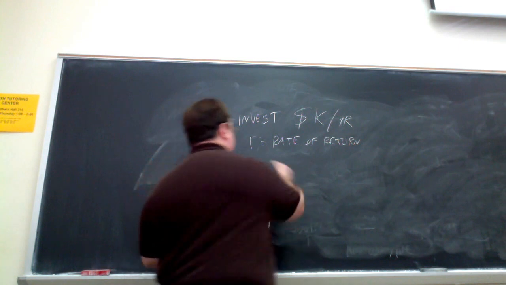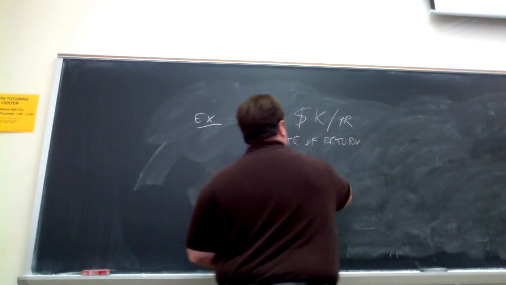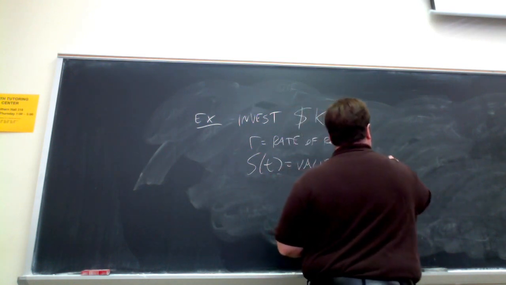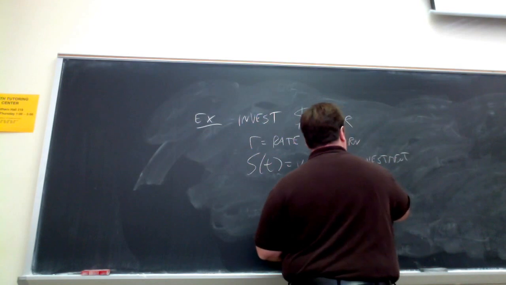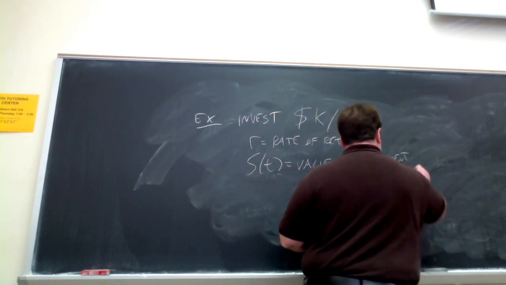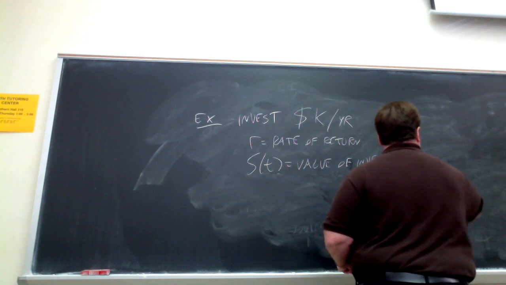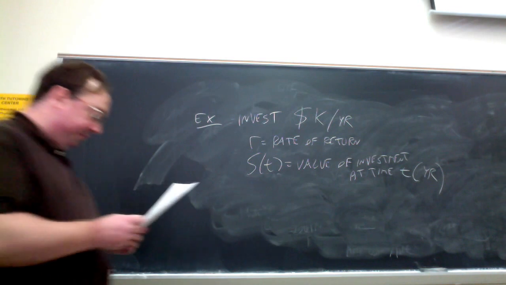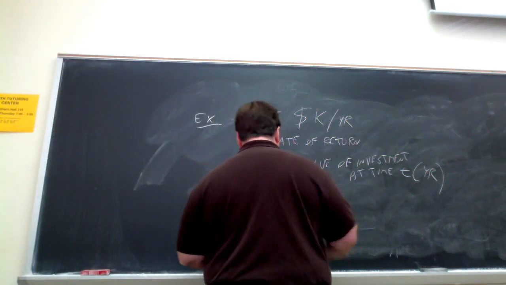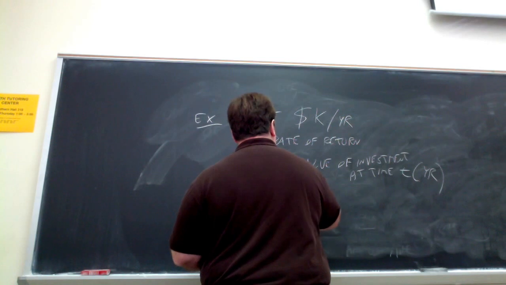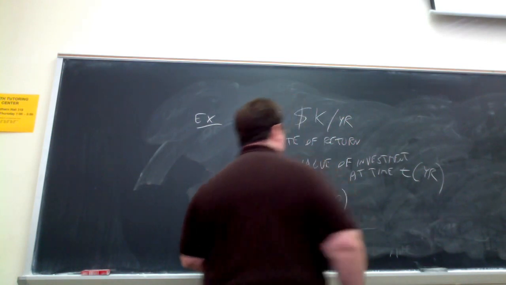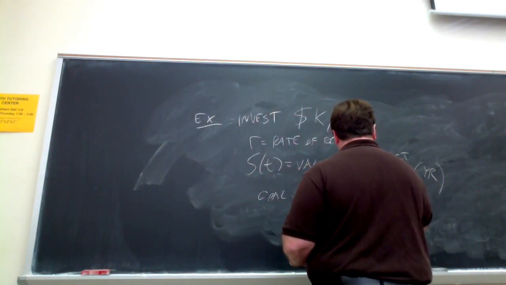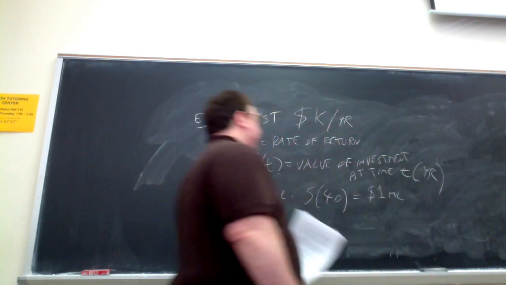And then S of t is the value of the investment at the time t, and we'll use years to measure time. Okay. So the goal is for the value of the investment after 40 years to be equal to 1 million.